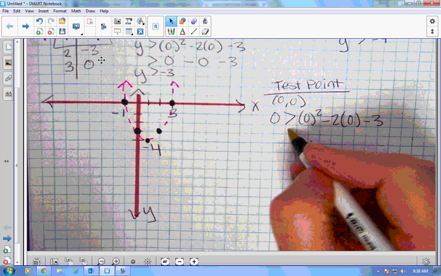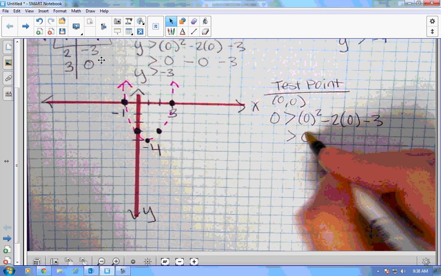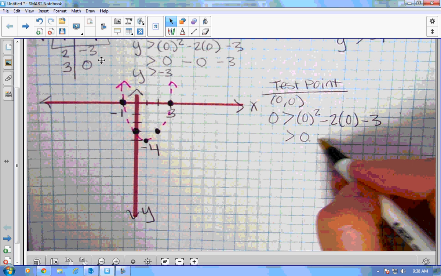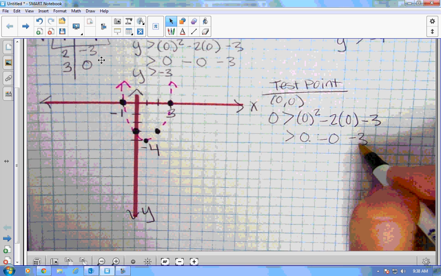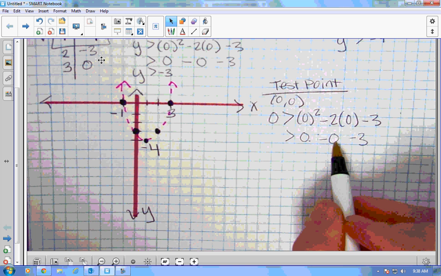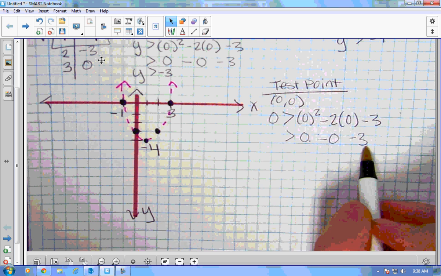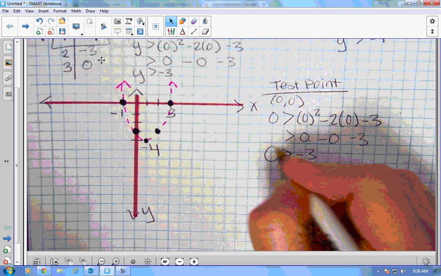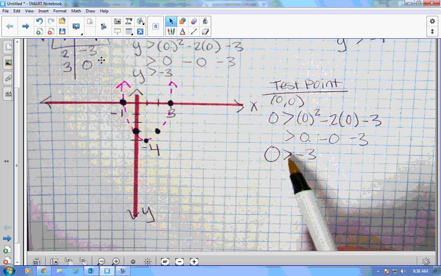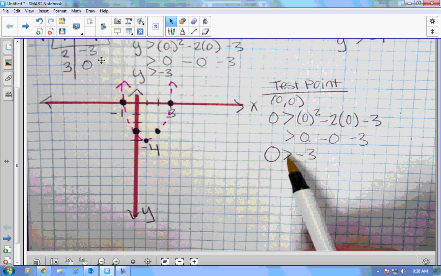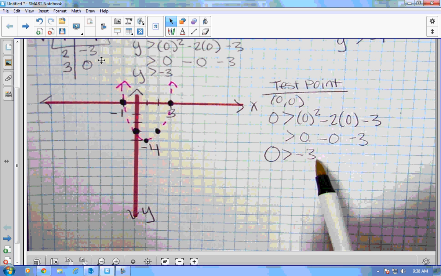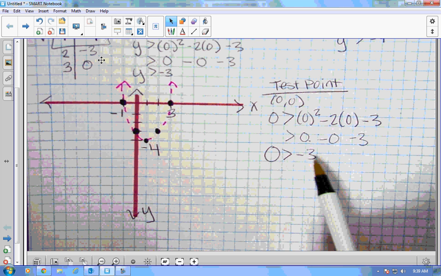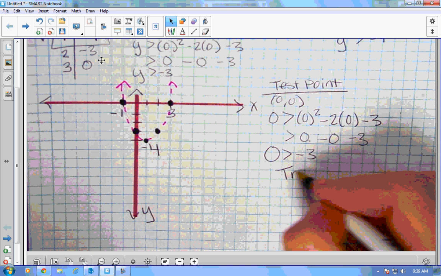Exponents first. 0 squared is 0. Then we multiply and we get 0 minus 3. So 0 minus 0 is 0. Minus 3 is negative 3. So true or false? Now you have to know what these symbols are. This is a greater than symbol. 0 is greater than negative 3. True or false? 0 is greater than negative 3. I think that is true.